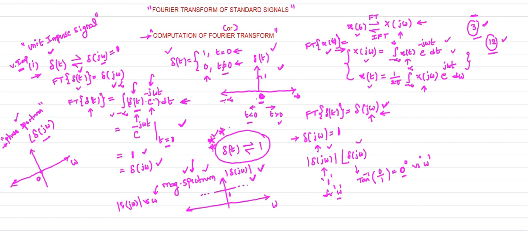So this is a very important expression. The Fourier transform of the unit impulse function is equal to 1, or the inverse Fourier transform of 1 is nothing but what? The unit impulse signal. This is the first standard signal. So next, we are going to discuss the second standard signal.